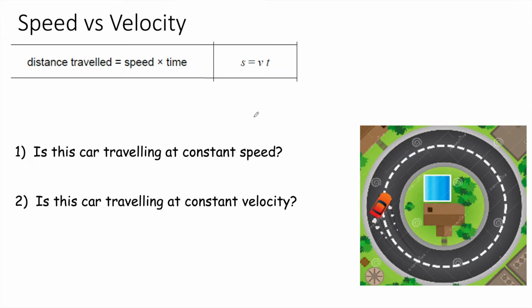So let's quickly check this one. If a car is going round a roundabout, is this car travelling at constant speed? The answer is yes, the magnitude is staying the same, but it's not carrying on at a constant velocity because the direction is constantly changing, and therefore its velocity is changing because it's a vector quantity.